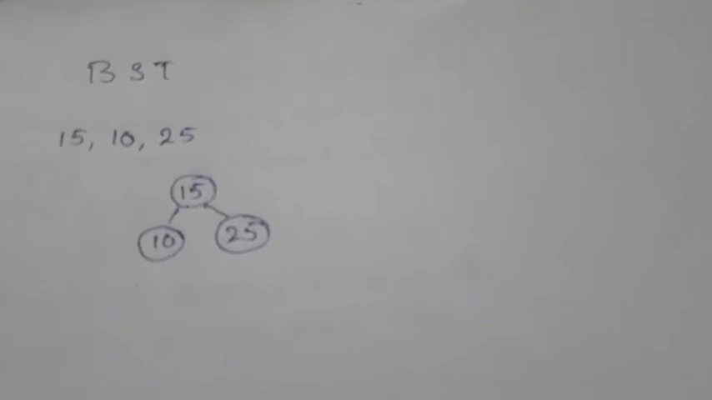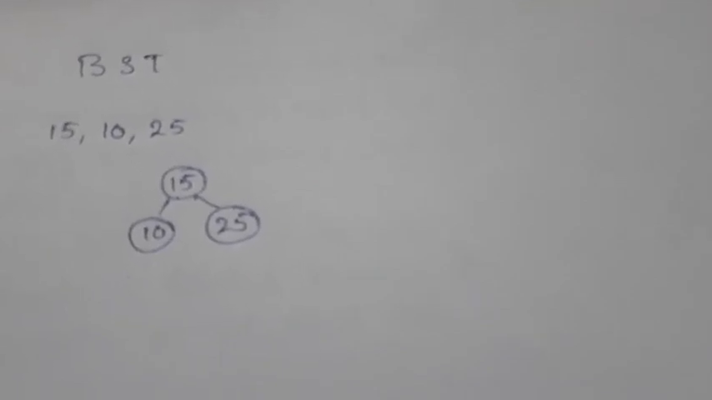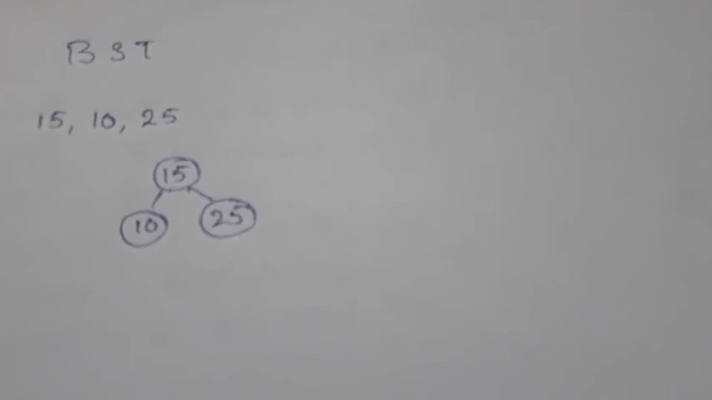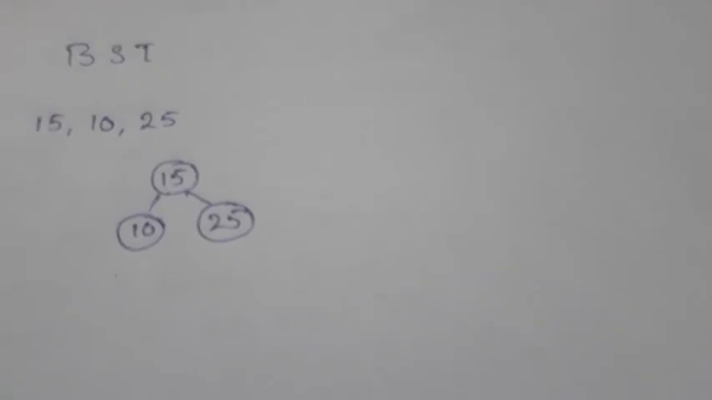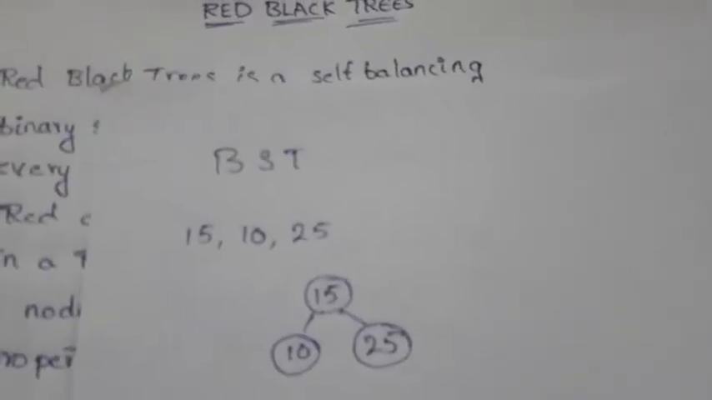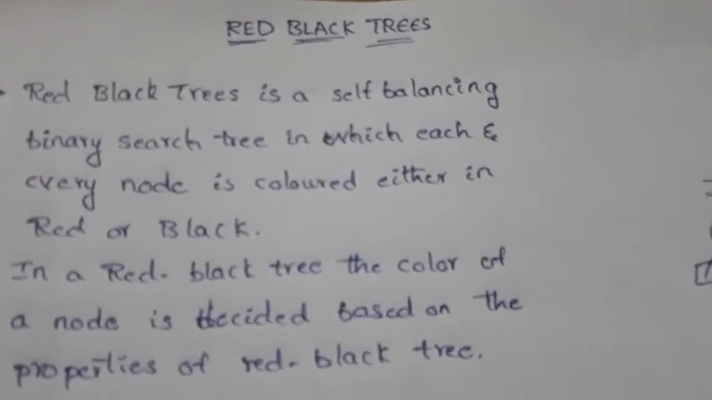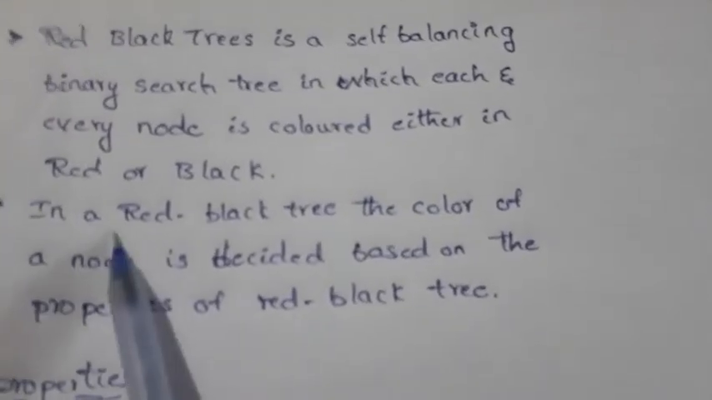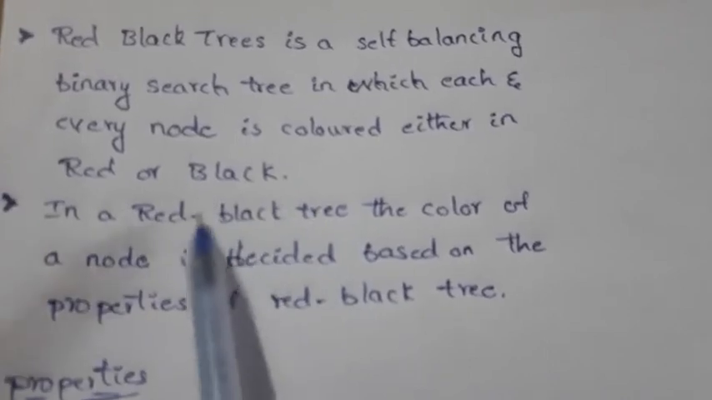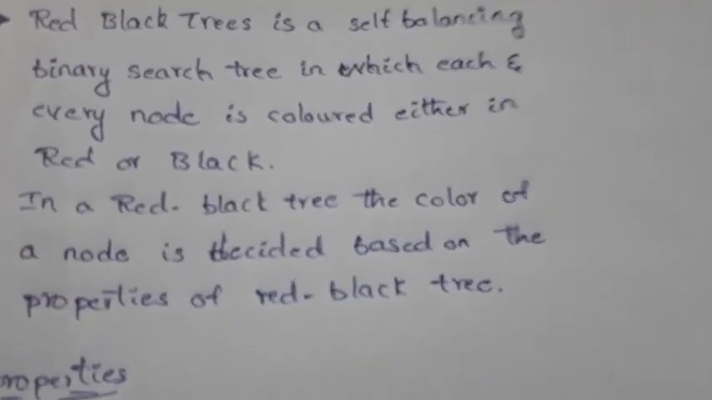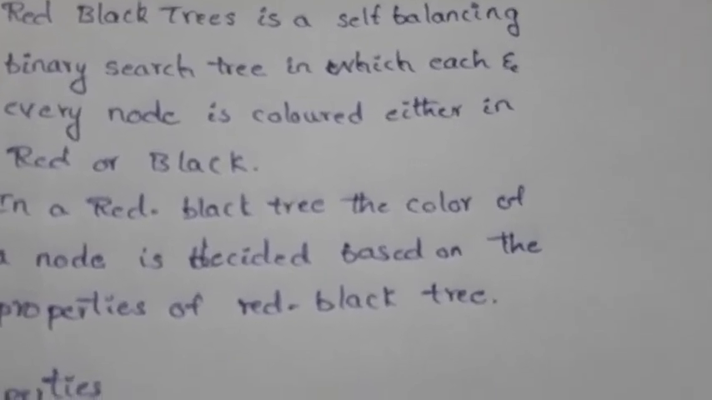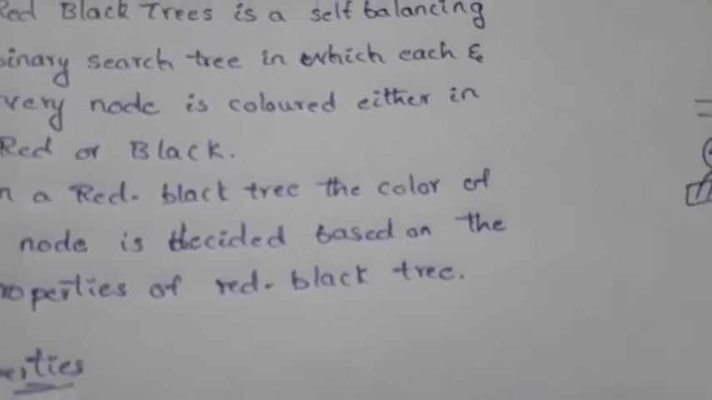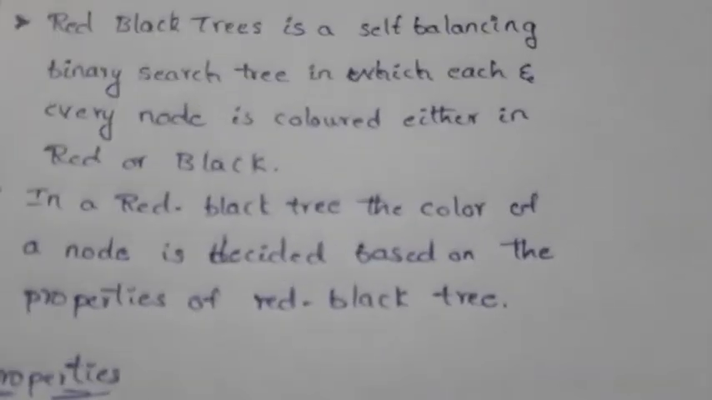Whenever we are constructing a red black tree, we must follow the properties of a BST as well as the properties of a red black tree. In a red black tree, the color of a node is decided based on the properties of red black trees. We have said that the color is either red or black, and this color is decided based on these properties. In red black trees we have 3 properties, which we will term RB1, RB2 and RB3.